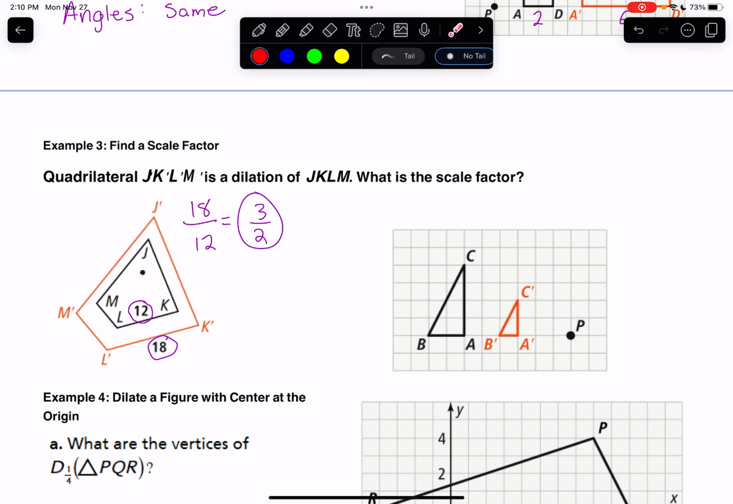We can look at the scale factor a couple of ways. We can look at the distance from each of these points to the center of dilation, or we can just look at the length of the sides. So AB has a length of 2, but A prime, B prime has a length of 1. Once again, we're going to do side length of the new shape divided by side length of the old shape, and we find that the scale factor of this dilation is 1/2.